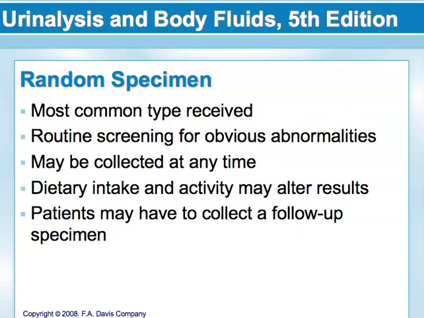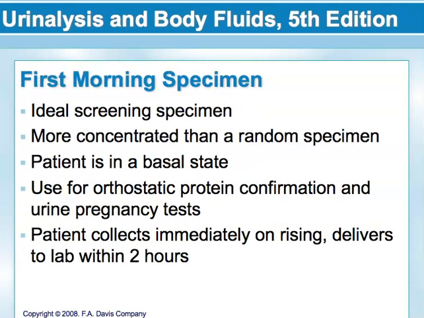A random specimen is the most common type of specimen because it's the most convenient for the patient. It may be collected at any time, but the time of collection should be recorded on the container. This type of specimen is useful for routine screening tests to detect obvious abnormalities. Because diet and physical activity can affect the results, an additional specimen may be requested. Based on the results from this random specimen, the doctor may want to follow up with a second specimen or a different type of specimen.